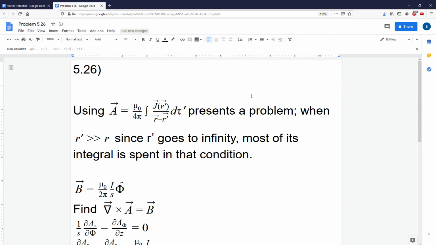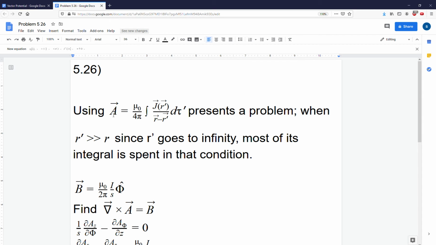Problem 526. For this, we want to find the vector potential created by an infinitely long wire that carries a constant current. Now, we could try to do this using the Coulomb gauge. Remember, the Coulomb gauge is this. However, we have a bit of a problem.